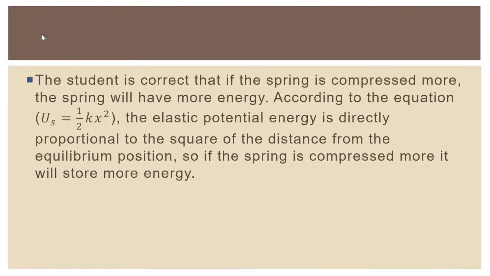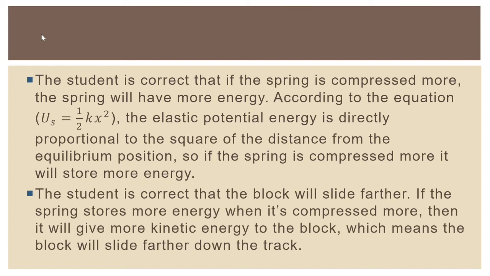So what I wrote here is the student is correct that if the spring is compressed more, the spring will have more energy. According to the equation, Us equals 1/2 kx squared, the elastic potential energy is directly proportional to the square of the distance from the equilibrium position. So if the spring is compressed more, it will store more energy. What I also said here, and you'll see in a second that this doesn't count for anything, is that the student is correct that the block will slide farther. If the spring stores more energy when it's compressed more, then it'll give more kinetic energy to the block, which means the block will slide farther down the track.